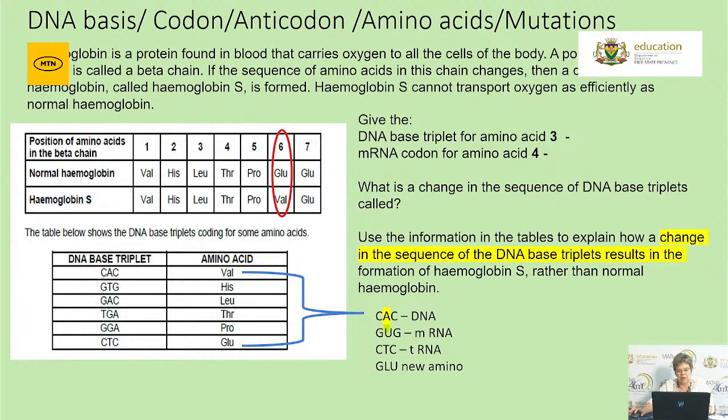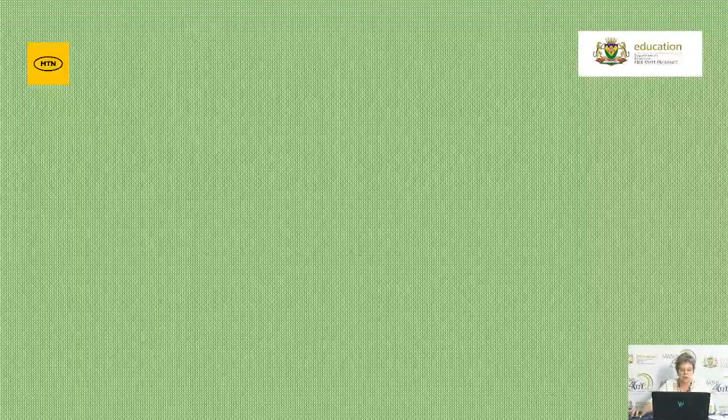So be very careful, look and read very carefully if the mutation does bring a new amino acid, or does it change the protein. But we must explain the mutation according to the DNA that changed, and then the mRNA that changed, and then the tRNA that changed.